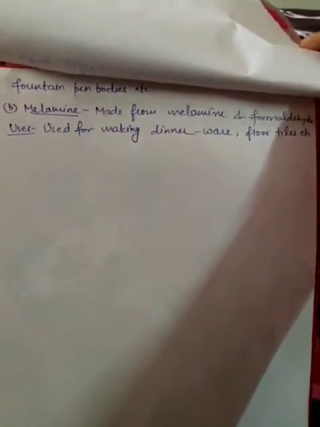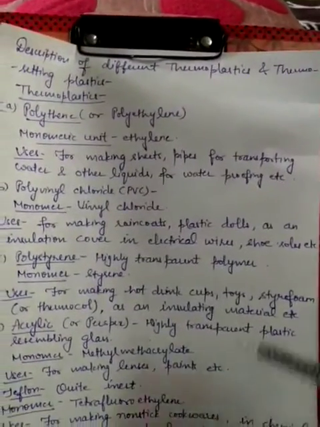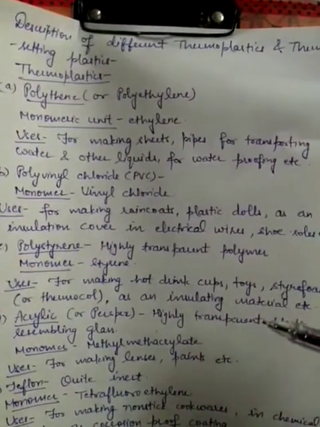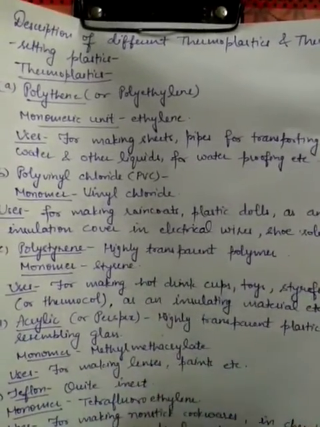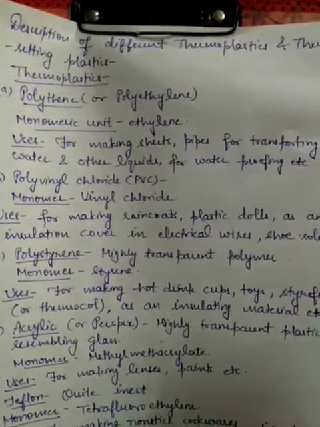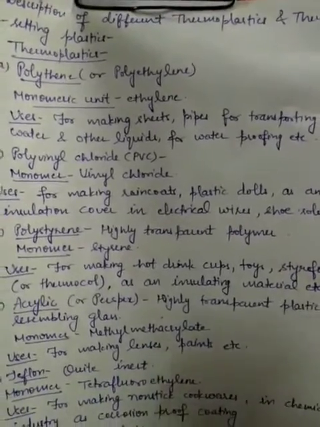So in this way thermoplastics and thermosetting plastics are used for making a number of products in everyday life. So now you come to know that plastics have become a very important part of daily life.